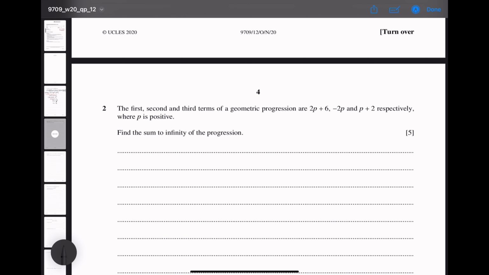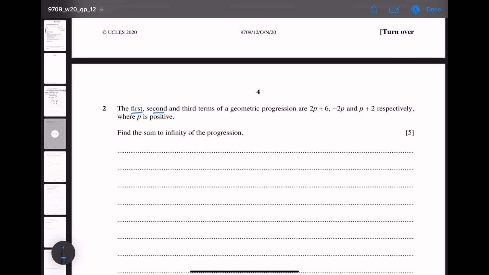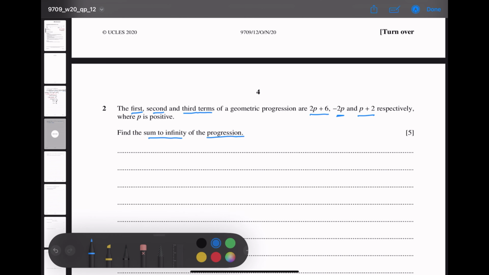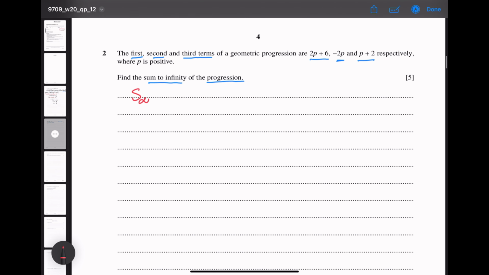The next question is from geometric progression. The first, second and third terms of a geometric progression are 2p plus 6, this is the first term, the second term is minus 2p, and the third term is p plus 2 respectively, where p is positive. Find the sum to infinity of the progression. We have a formula to find the sum to infinity. S infinity means the sum of infinite terms, that is a over 1 minus r. So we need a and r.